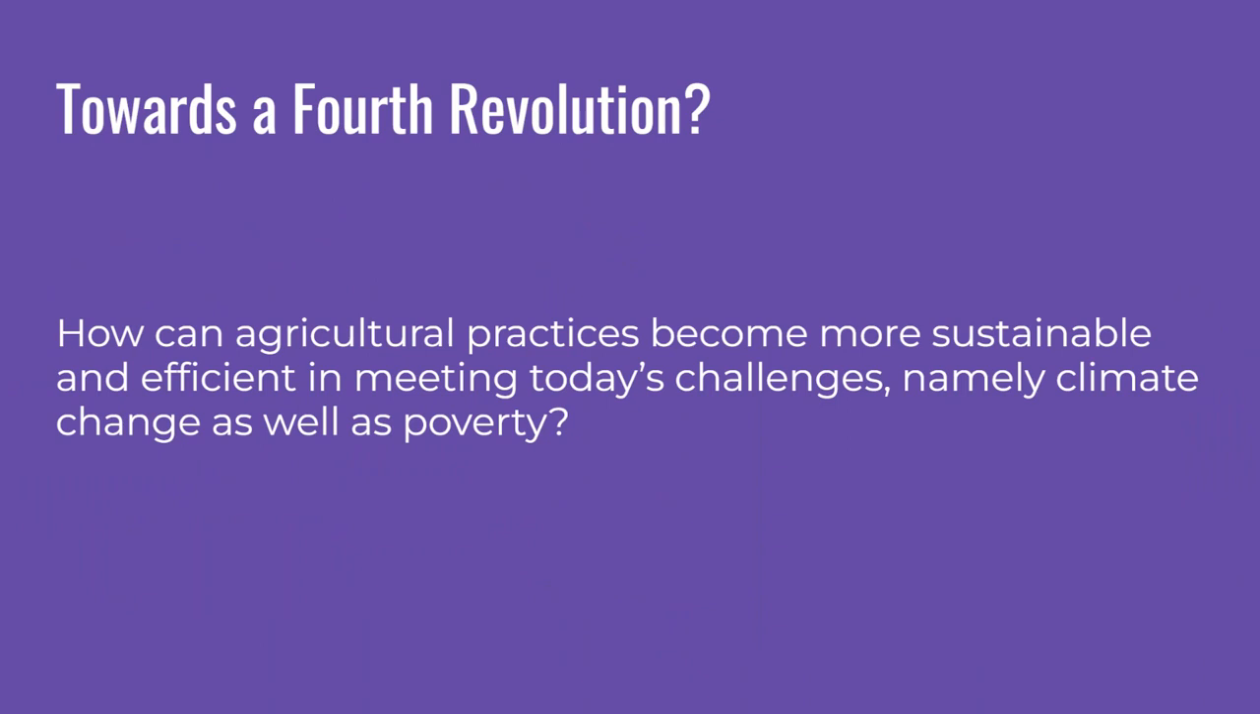Now, the question on the minds of many geographers is, are we headed towards a fourth agricultural revolution? How can agricultural practices become more sustainable and efficient in meeting today's challenges, namely climate change as well as obviously poverty?